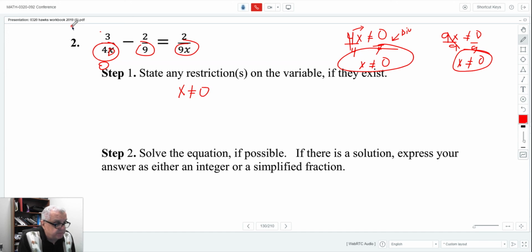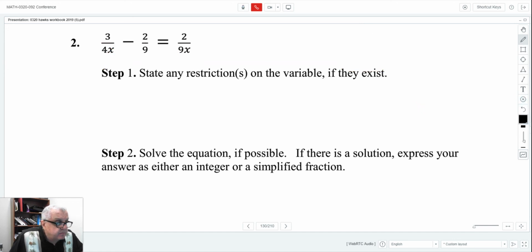That's the restriction. Okay, so now we're going to solve. We know the restriction is x cannot equal 0, and I'm going to add it down in here. Now we're solving. We're trying to find x. We're going to do the same method we did in the last problem: find the LCD between all the bottoms. We have 4x, we have 9, and we have 9x.